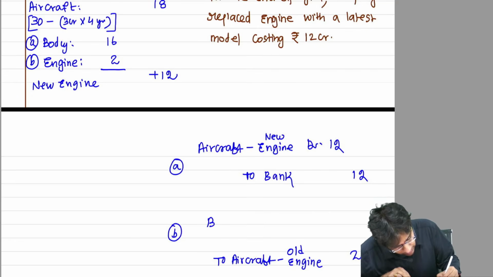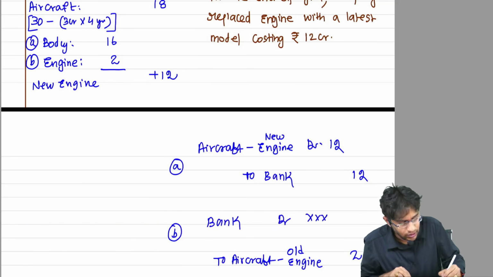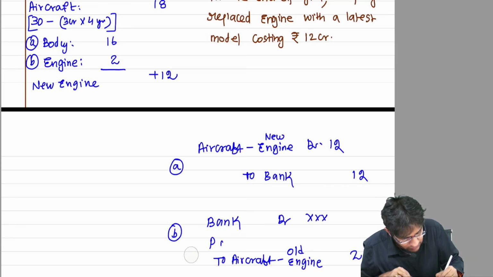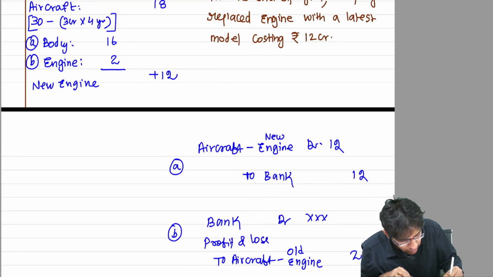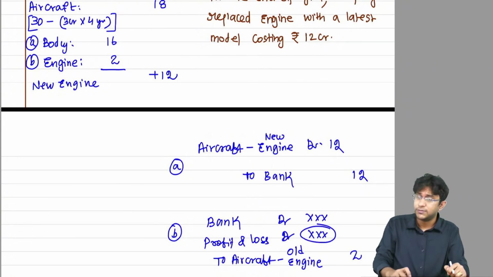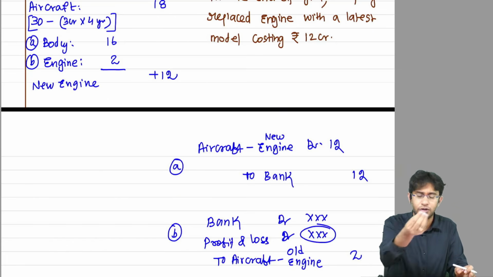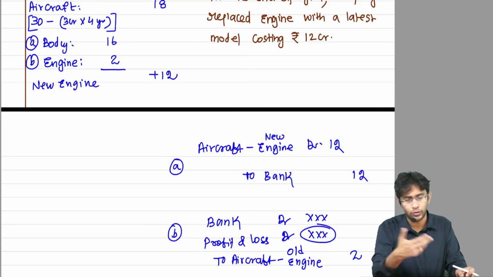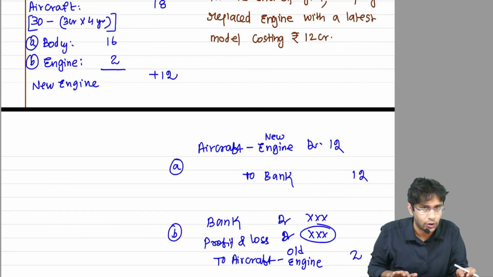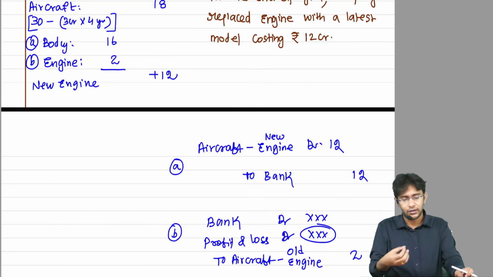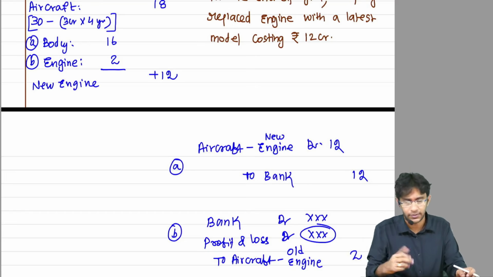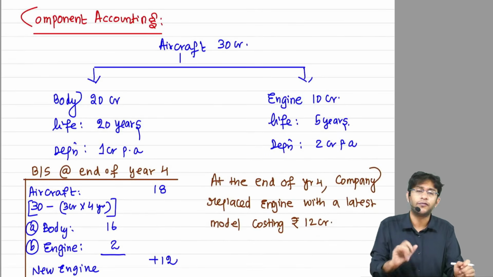So if I'm able to sell it, I'll debit the bank account with some amount. If I'm not able to sell it, then it's a loss. I'll simply throw this off into the P&L account. Now, how much my loss is depends on at what rate I could sell. If you don't sell at all, then the bank portion is 0. The entire 2 crores or 2 lakhs, whatever it is, will come into the P&L account as a loss. Of course, if you sell it at more than 2 crores, then a gain is also possible. So this is the story of component accounting, sir.